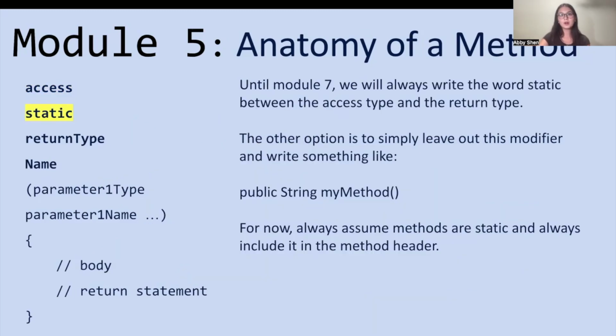The next part of our methods is this word static. For now, we're just going to keep that static there until module 7. Or you can just leave out this modifier entirely, like public string my method. Again, until we introduce objects in module 7, we're just going to assume that methods are static and include it in the method header.